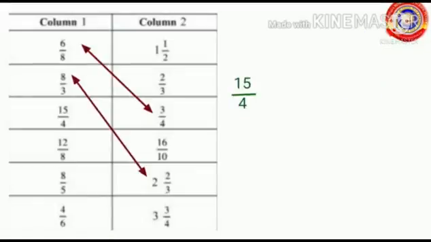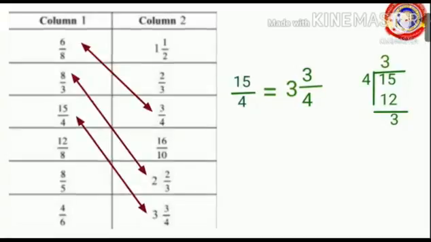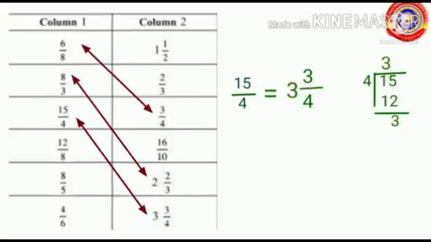Next, 15 by 4. Here we need to convert this into a mixed fraction. For that, divide 15 by 4. How many times is it possible? 3 times. 3 into 4 equals 12. 15 minus 12 equals 3. Next, write this into Q and R by D form. That is 3 and 3 by 4. So join 15 by 4 with 3 and 3 by 4.